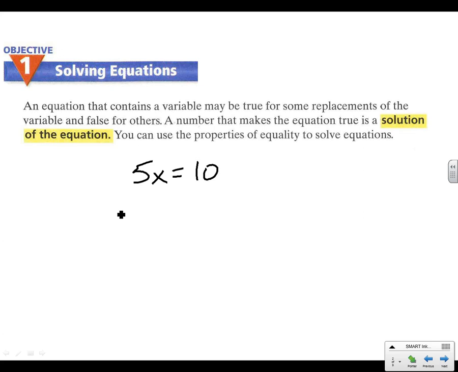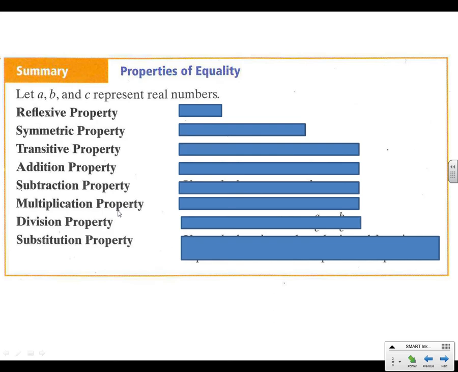We should know by now that the solution of this is 2, because if I put 2 in for x, that makes both sides equal to each other. So a solution of the equation is a number that makes an equation true. Now let's look at some properties of equality.